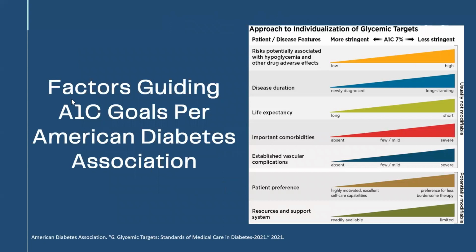So here's a fancy chart, basically looking at how you would approach an older patient. Obviously, the healthier the older adult is, the fewer comorbidities they have, the fewer vascular complications they have, the more aggressive you're going to be at managing their diabetes. As they become more frail, more medically complicated, you become less stringent at managing their diabetes.